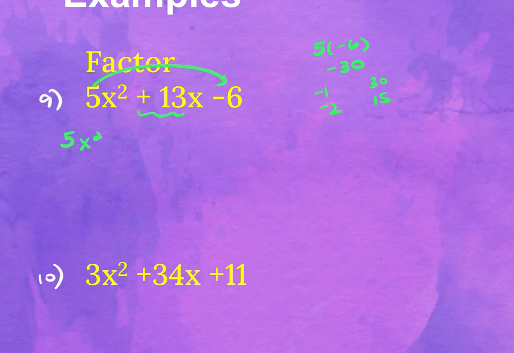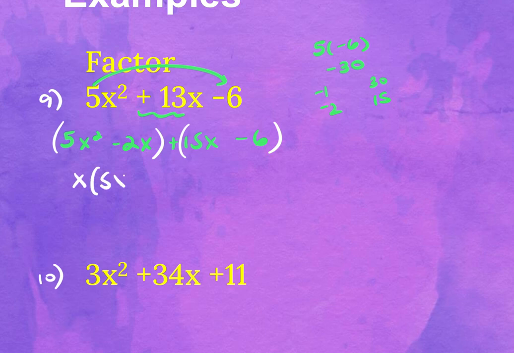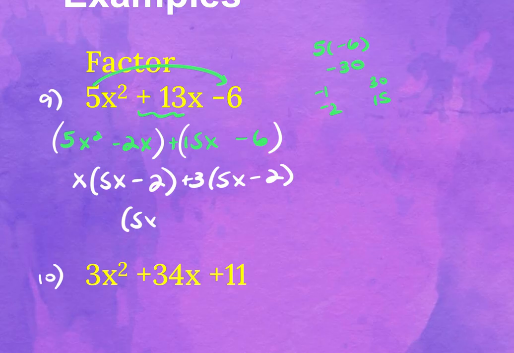Replace your middle term with those two. And then we group. From the first set of parentheses, we can take out an x, 5x minus 2. Second set of parentheses, we want to keep the sign, so we're going to take out a positive, and we want to take out the 3. Then the 5x minus 2 repeats, and x plus 3 gets grouped together.